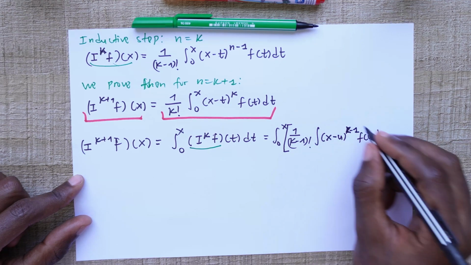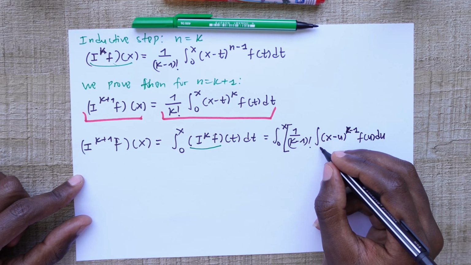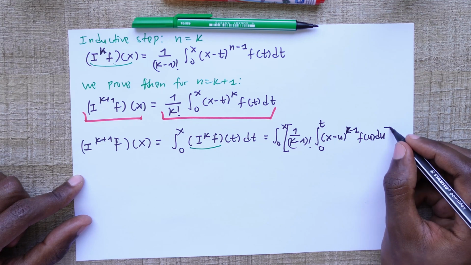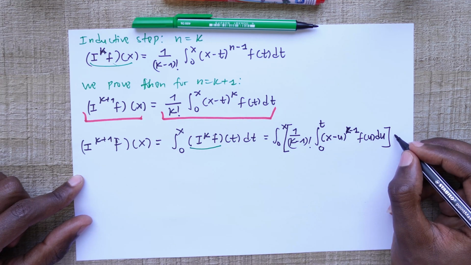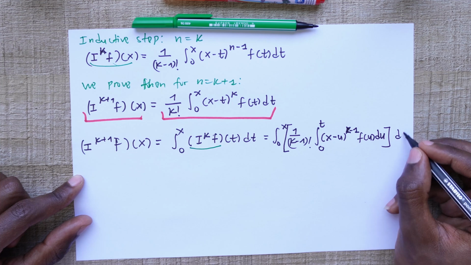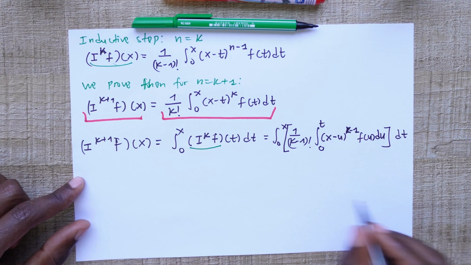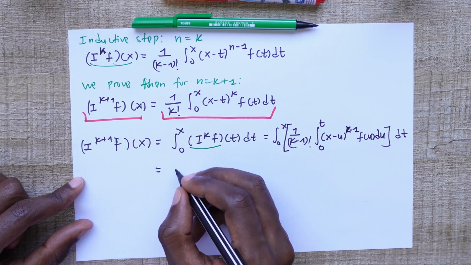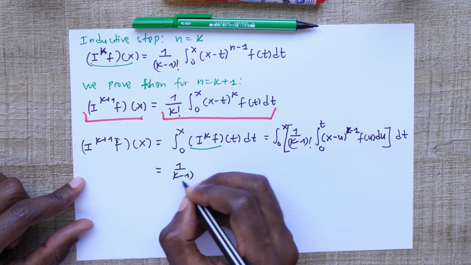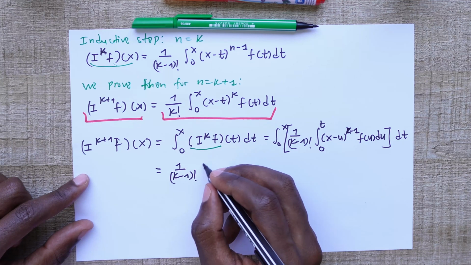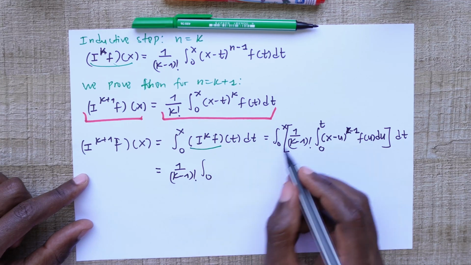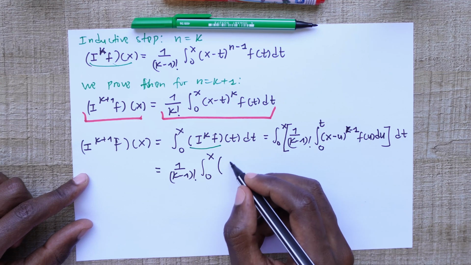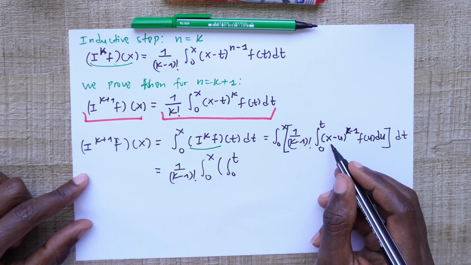this result has to be a function of t. So the boundaries I'm going to put from 0 to t, and then here we have dt. Hope that's clear. So we're going to put this out of the integral. That's going to give us 1 over k minus 1 factorial integral from 0 to x. Now we have the second integral, which goes from 0 to t.